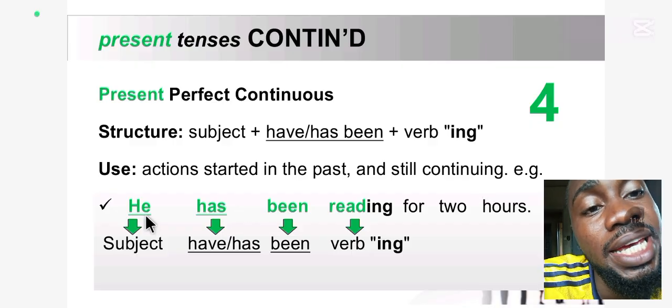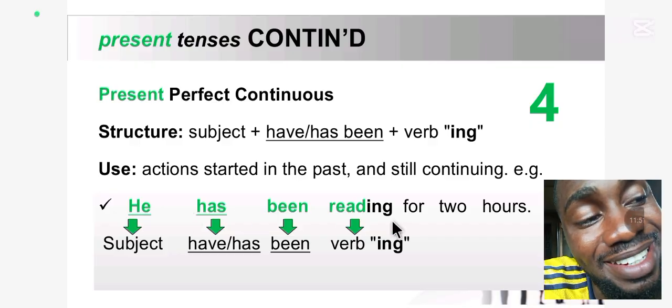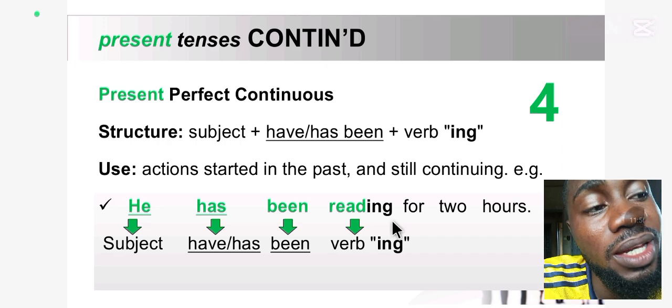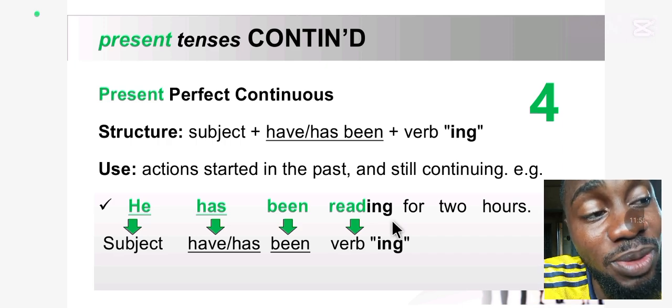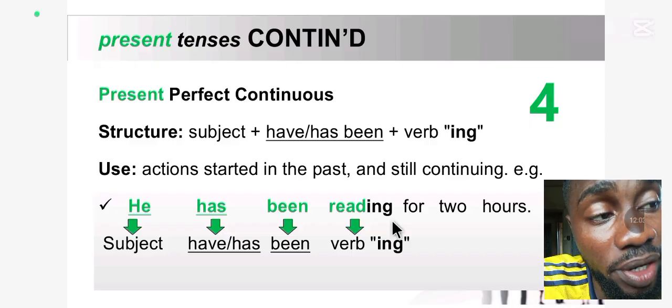Example, he has been reading for 2 hours. The action was started in the past, reading. He started reading in the past, but he is still reading. And he has been reading for 2 hours. The time frame, the duration of his reading to current, is 2 hours.